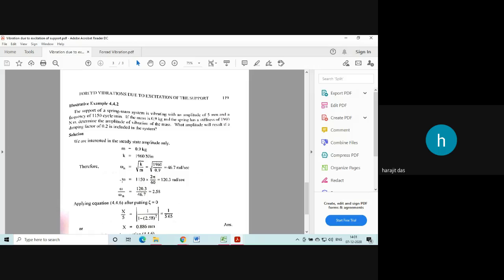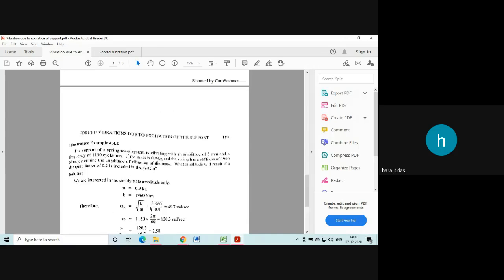And what will be omega? Because N is given, omega is 2 pi N upon 60. This will be your omega, the external source frequency. This will be 120.3 radian per second. So this fraction you can find out, because in the formula only this fraction is used: omega upon omega n, 120.3 by 46.7. This will be exactly 2.58.